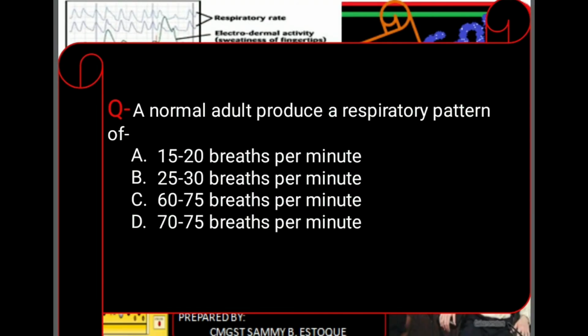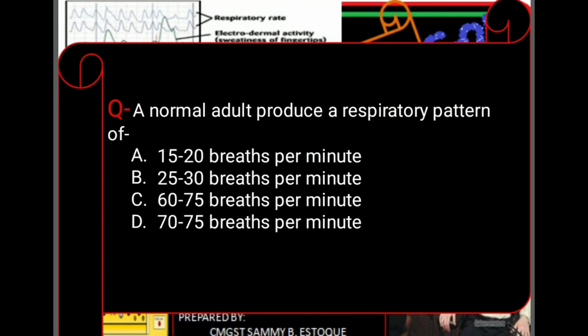A normal adult produces a respiratory pattern of how many breaths per minute? Letter A, 15 to 20 breaths per minute. Bravo, 25 to 30 breaths per minute. Charlie, 60 to 75 breaths per minute. Or Delta, 70 to 75 breaths per minute. So, ilang cycle ba ng breathing? Pag sinabi nating cycle, may inhale, tsaka meron pong exhale. Ilang inhale at exhale ang nagagawa ng isang adult, normally hindi po pagod, sa isang minuto?